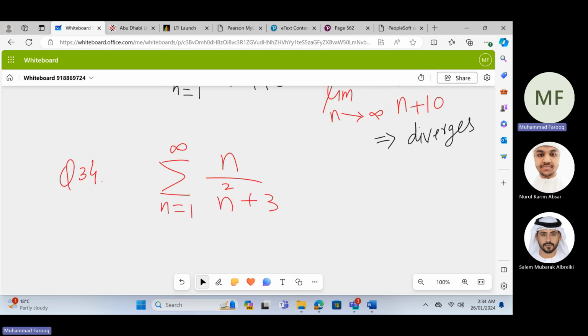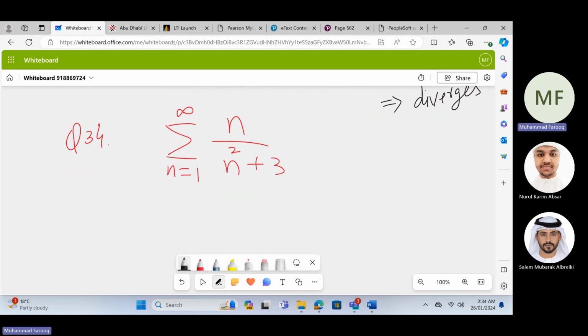So start the limit: limit as n approaches infinity of n divided by n square plus 3. You can use the shortcut again. Up degree is 1, down degree is 2. If the up degree is less than the down degree, what's the limit at infinity? 0. So it is inconclusive. Change method.